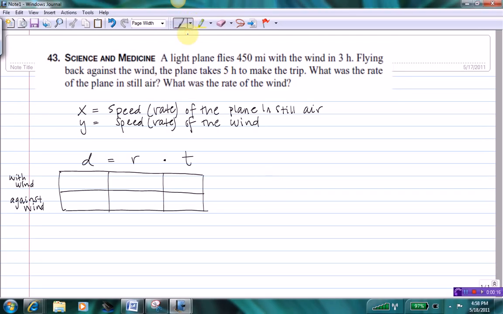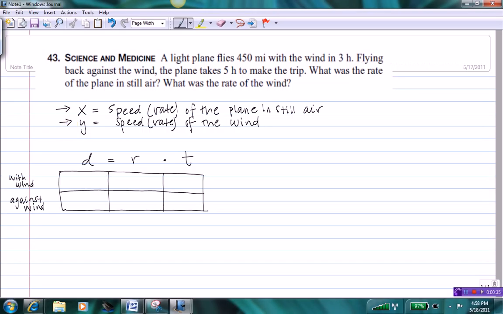So, the very first thing that you want to do whenever you're faced with any kind of word problem is to write down the variables and the unknowns that they represent. So notice how I've written here that x equals the speed of the plane in still air and y is the speed of the wind.